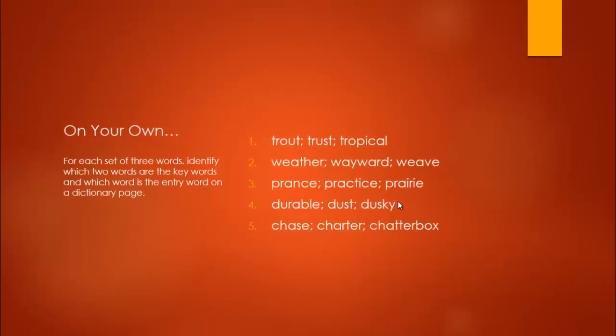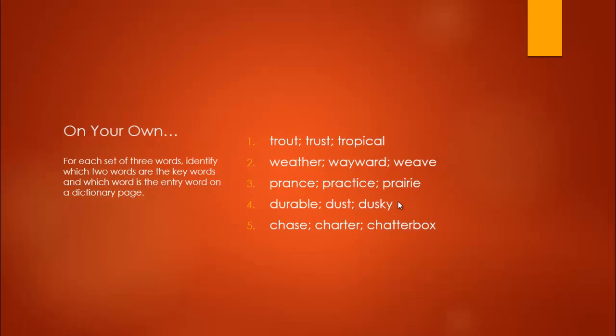Okay, so now what I'd like you to do is do some on your own. This exercise is a little bit different than the exercise that we just practiced together, but I think that you can get it. For each set of the three words, I want you to identify which two words are the guide words, and which word is the entry word on the dictionary page. And there's an easy way to do this. If you put each set of three words in alphabetical order, then whatever is the middle word would be the entry word. And whatever the first and the last word is, those would be the guide words or the key words. Let's do the first one together so you know you're going to get one right for sure.